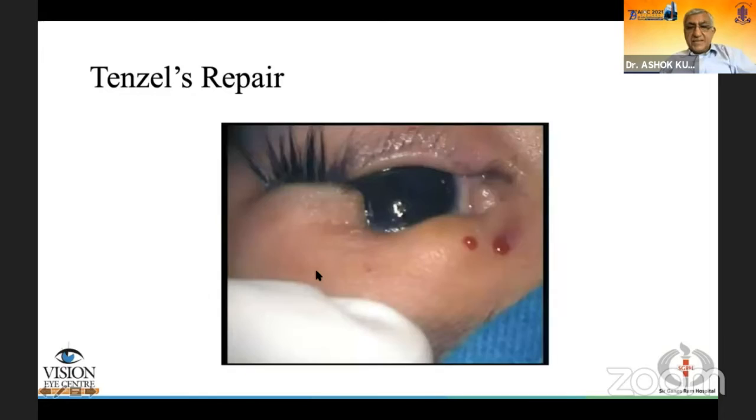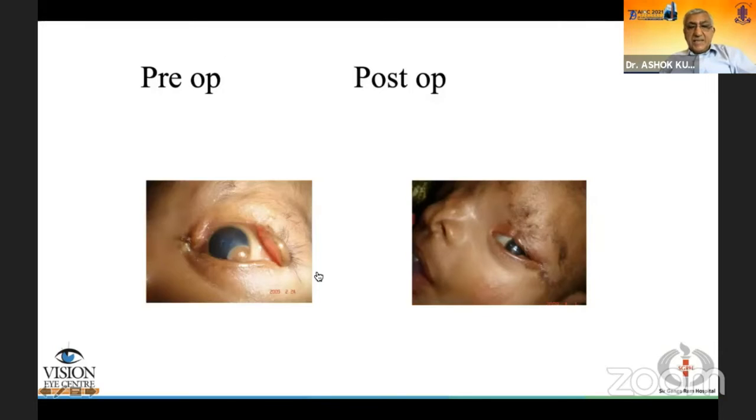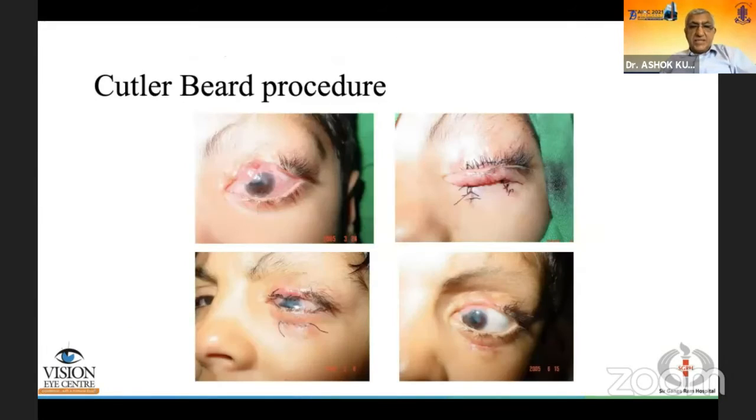Examples of tensors repair, we'll skip the video. And closure by tensors technique. The tissues have less give. You need more laxity to be created on the outer side, but results can be gratifying. Although as we see, notches are more likely in these than in older subjects. A Cutler-Beard procedure where pre-existing opacity is quite significant or the child is older can be done.